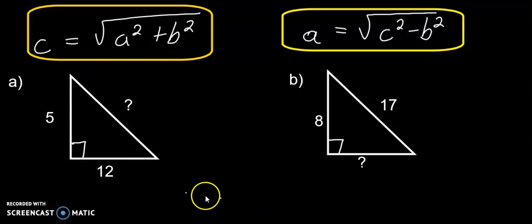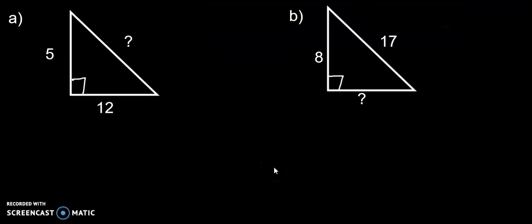So how do we solve? Well, since we're looking for the hypotenuse, we have to use this equation. This is the equation we use when we're looking for the hypotenuse. So let's work it out. Let's write the equation over here. So now we know that c is the square root of 5 squared plus 12 squared.